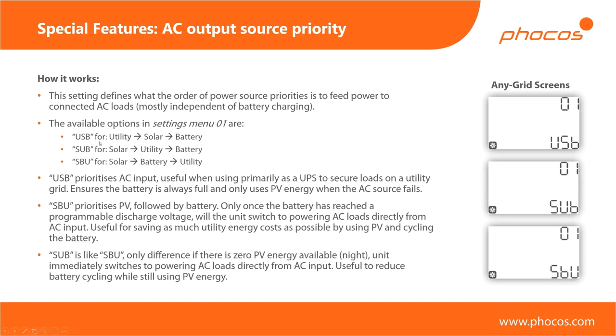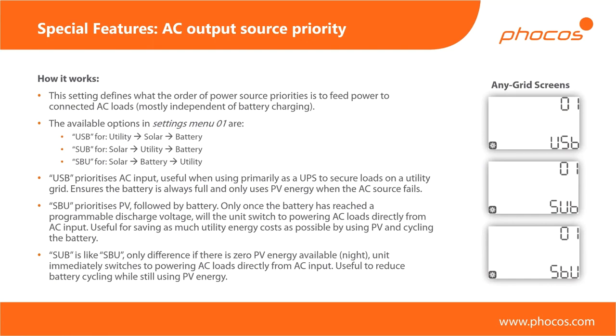The second priority option is solar utility battery. And this one will prioritize PV as your first priority. So whatever energy you're producing from your solar modules, your solar panels, you'll be able to use that directly for your loads and obviously charging your battery at the same time. And as a second priority, you're using utility.